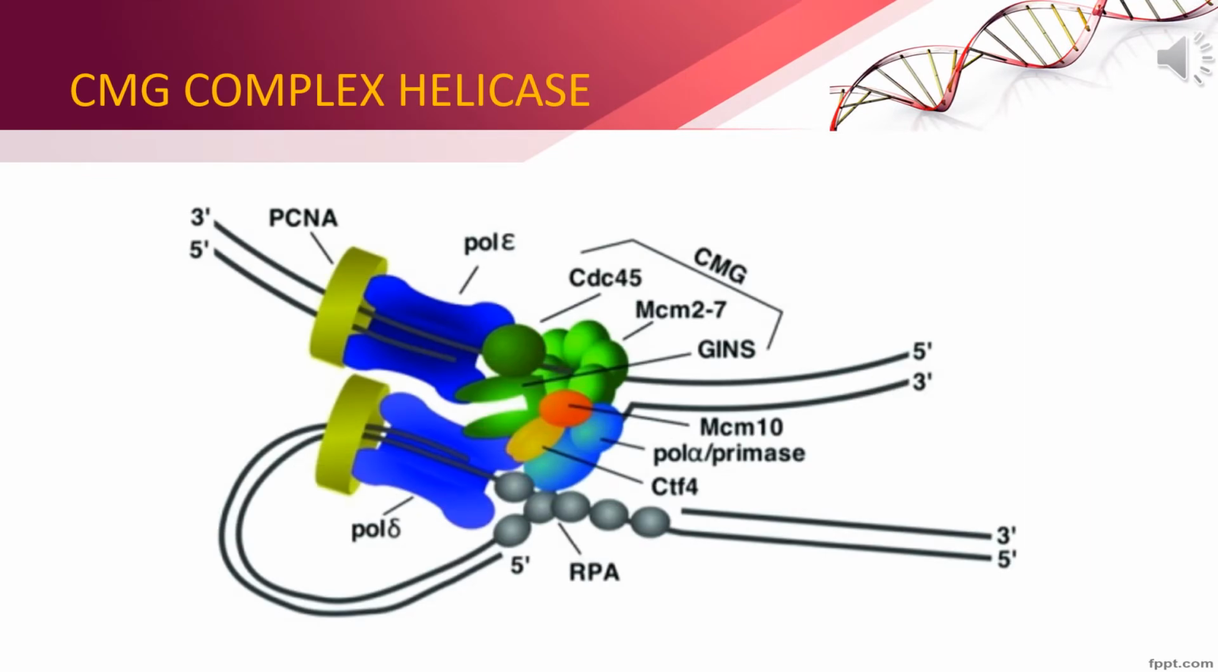Let's take a look at the first slide. The picture shows proteins that are involved in DNA replication, which is the main subject of our presentation. And to be specific, take a look at the CMG complex that consists of MCM2-7, GINS, and CDC45.